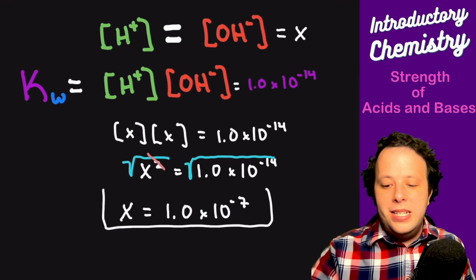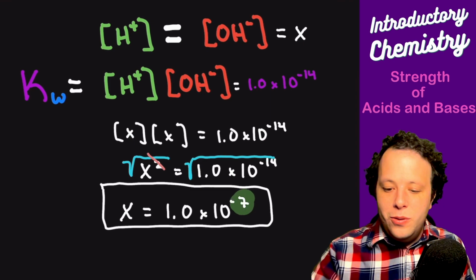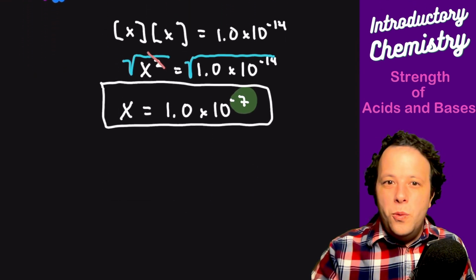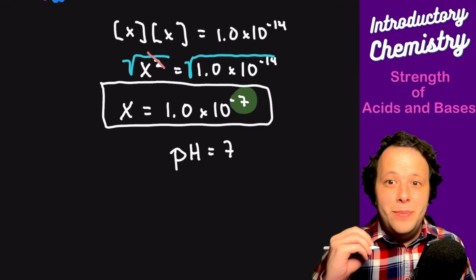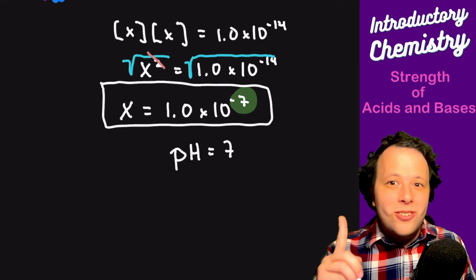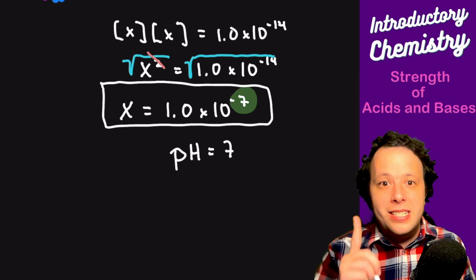Why is that so important? If you think of neutrality with the 7 value, one of the most important factors is that if you have a pH equal to 7, that's considered to be neutral. So let's see what implications this has in terms of determining if something is acidic or basic.